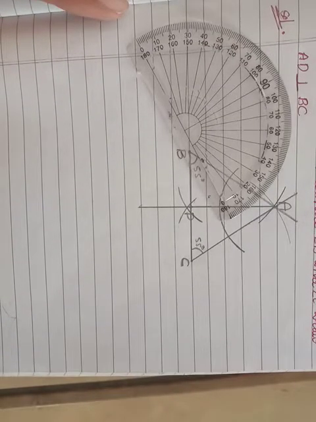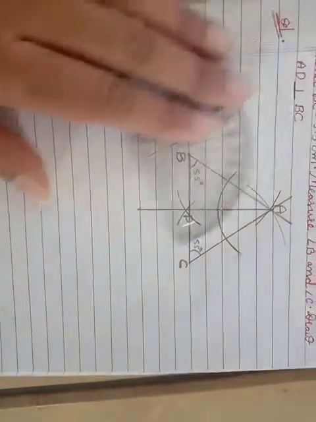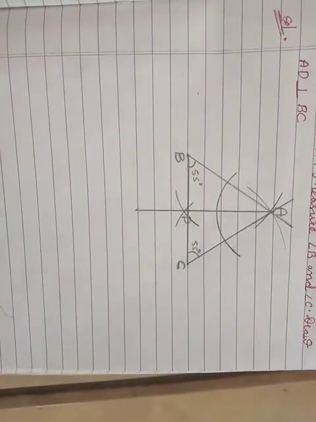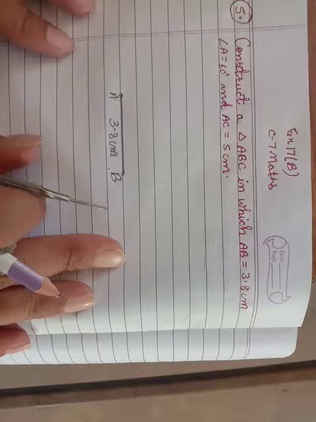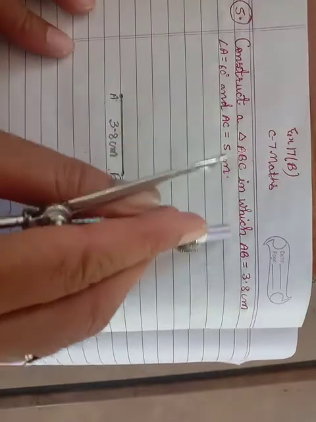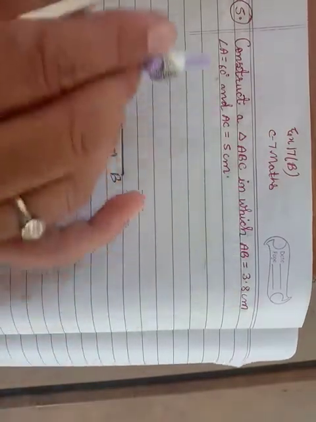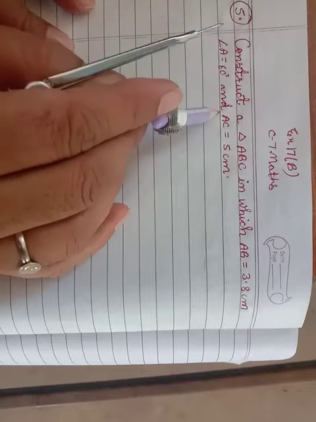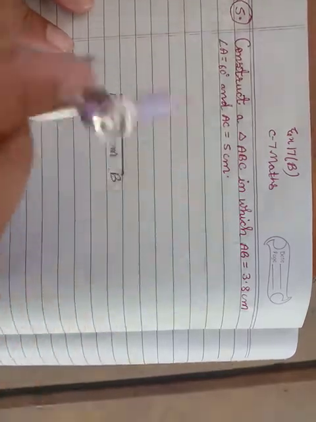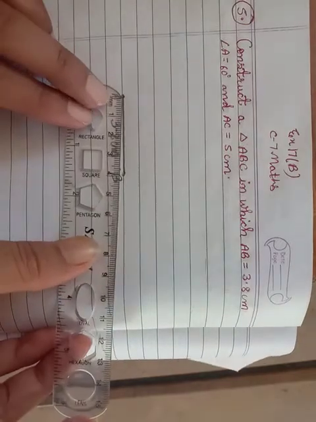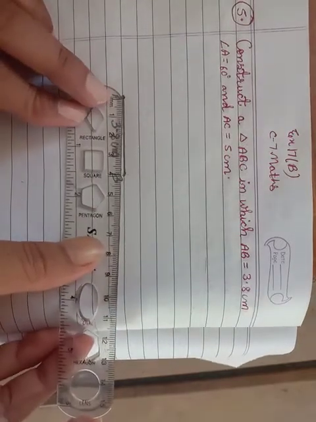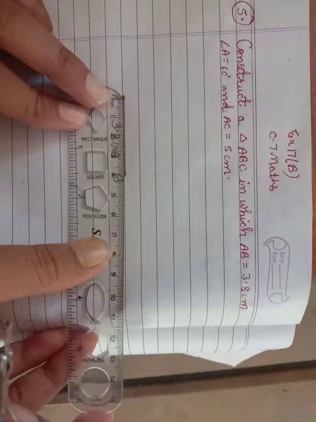Now students, we will discuss next question, question number 5. Construct a triangle ABC in which AB is equal to 3.8 centimeter, angle A is equal to 60 degree and AC is equal to 5 centimeter. So students, I have drawn AB is equal to 3.8 centimeter here. Let's see, it is 3.8 centimeter.